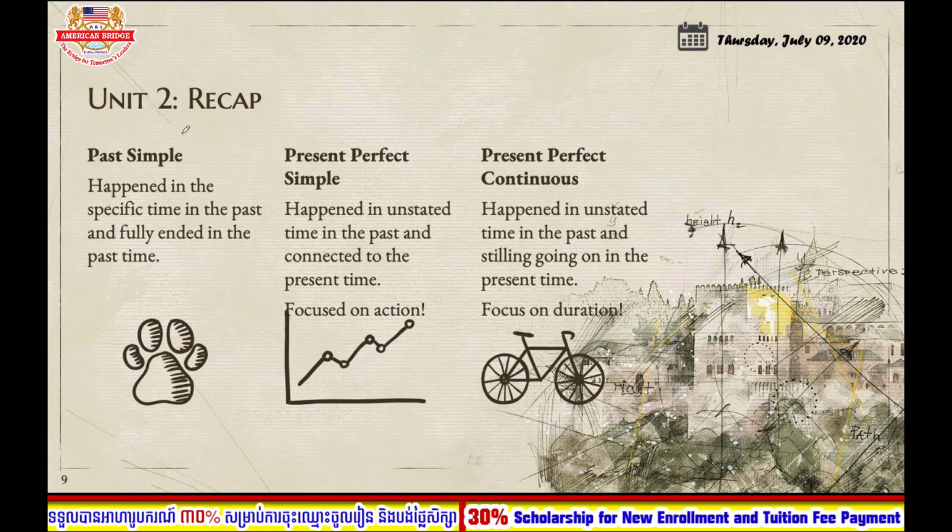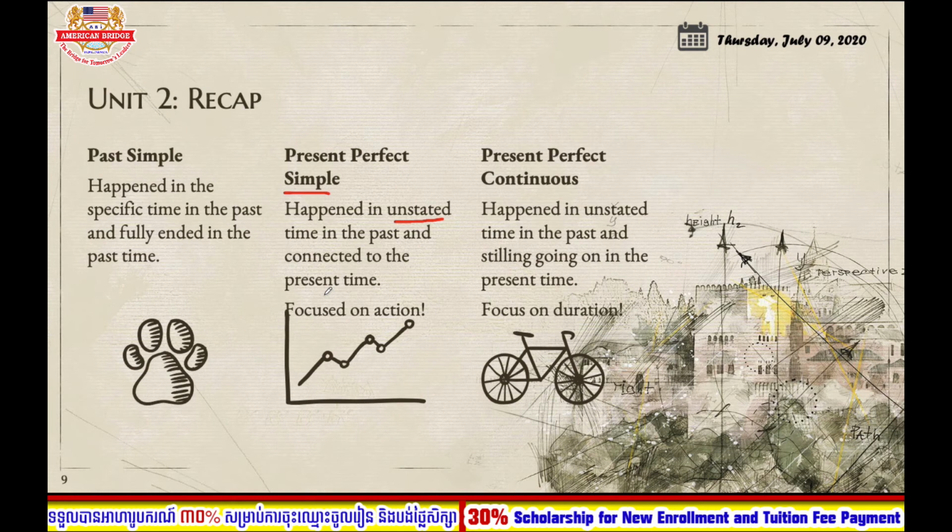So the first one, when we talk about past simple, what you need to remember is, we talk about action that happens in a specific time in the past and fully ended in the past. There is no connection to the present time. However, when we talk about present perfect simple, we focus on the action which happened in unstated time. So when it happened is not important, it is in the past and connected to the present time.